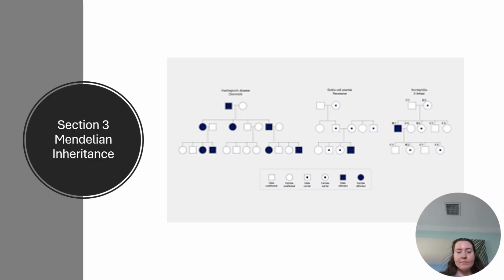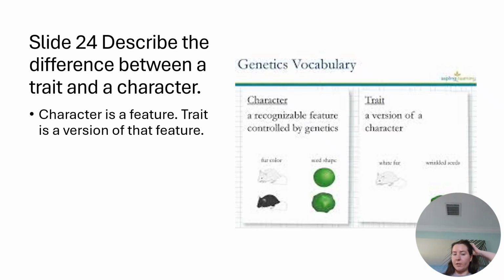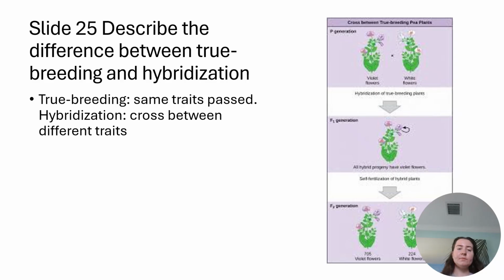Section 3. Mendelian inheritance. 24. Describe the difference between a trait and a character. A character is a feature, a trait is a version of that feature. And there is your genetics vocabulary as my picture. Slide 25. Describe the difference between true breeding and hybridization. True breeding are same traits passed down. Hybridization is a cross between different traits. And you can see the difference over here.